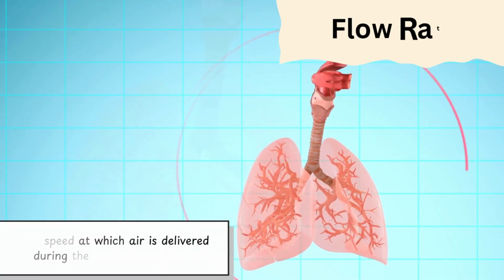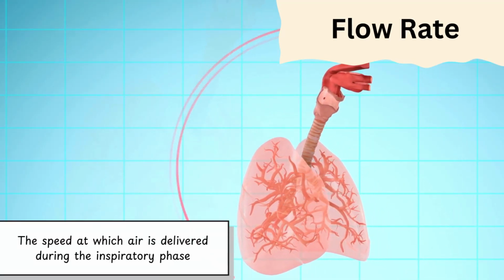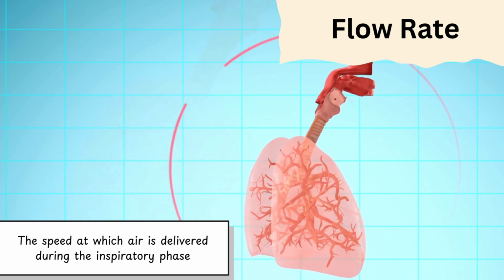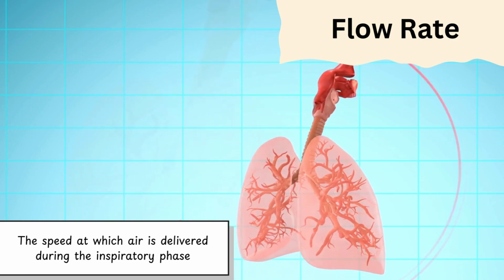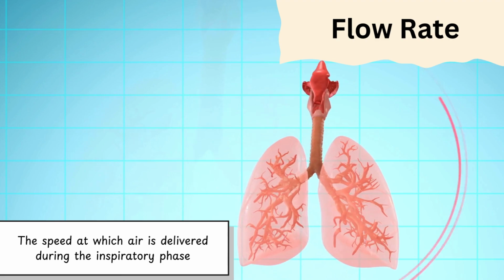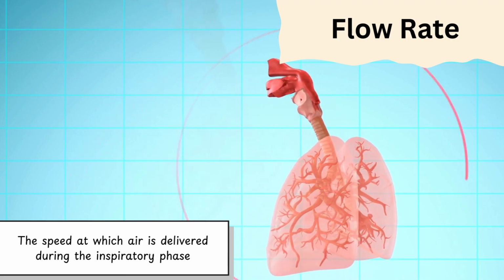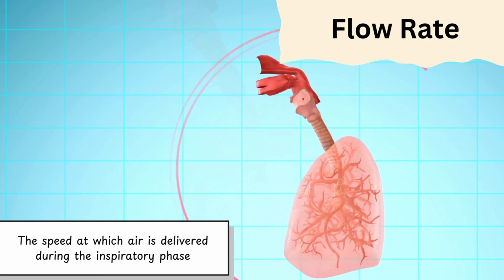Flow rate. Flow rate refers to the speed at which air is delivered during the inspiratory phase. Need to understand that a higher flow rate can lead to shorter inspiratory times and may be beneficial in certain situations, such as in patients with high airway resistance. Also important to know that it can also affect patient comfort and synchrony with the ventilator.